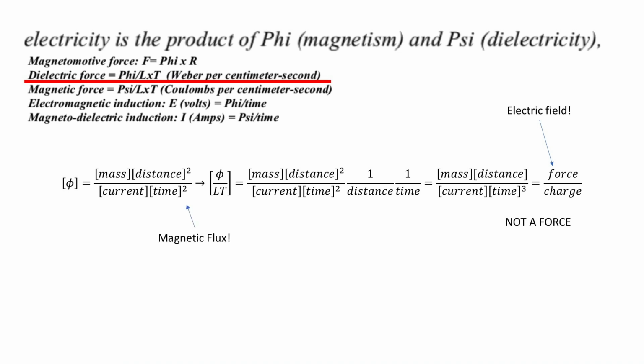But anyway, we can also tell that if the dielectric force is phi over distance and time, and that it has these dimensions, then phi has dimensions of Weber, or magnetic flux. So this is shedding light on what he means with the word magnetism. When Ken says magnetism, it could just be that he means magnetic flux only.